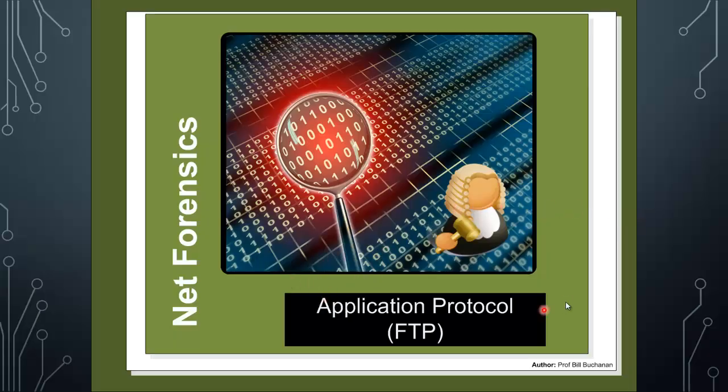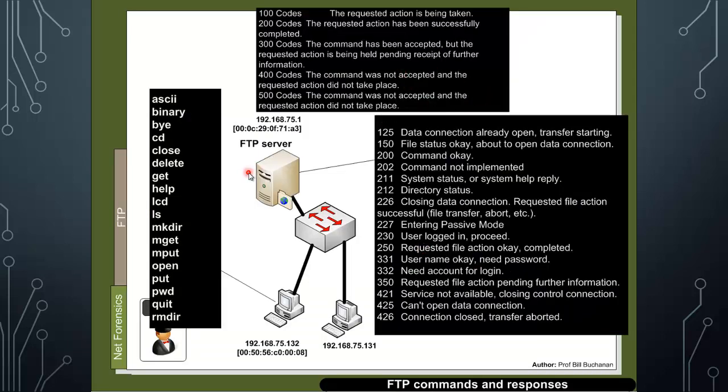So let's have a look at another application protocol, and that's the file transfer protocol. And it's used to be able to transfer files from one machine to another. The port that it normally uses is port 21. So we connect to port 21, and then we can send certain commands over to the server, and then it will reply back with responses, as we've seen with HTTP. So for example, the get command is used to get a file from the server, and the put command is used to put a file onto the server.